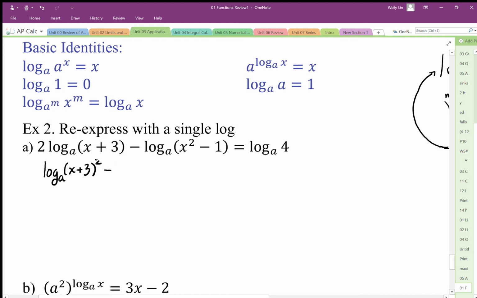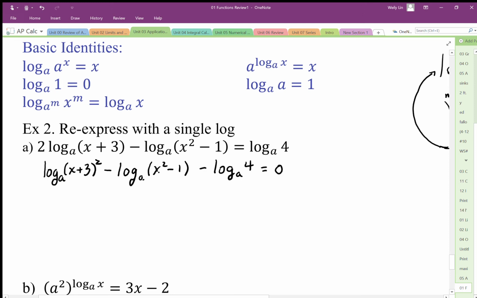So positive logs are in the numerator, negative logs are in the denominator. Okay, because negative log means it's negative power, which means to divide. Now this first one, it doesn't ask us to solve it, but we can actually solve this because it is an equation. So I'm going to combine these. I'm going to put the logs all on one side, and then we'll solve it that way.